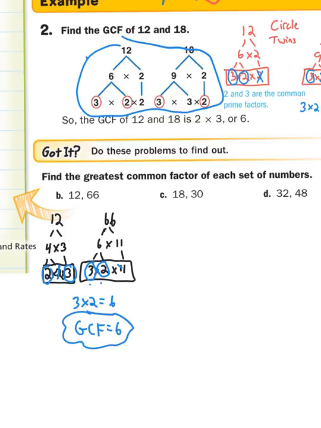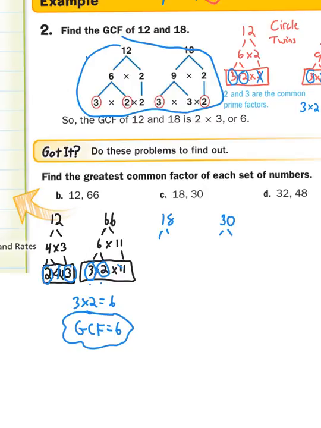Okay? Now C, you are going to do this one on your own. Now I'll start you out. You're going to want to do a factor tree for 18, and a factor tree for 30. Okay, make sure you do your factor tree all the way and circle your twins. Now try this one on your own. Pause the video while you're doing it, and when you're done, just play the video and I'll go over it and we'll see if you got it right. Okay, pause it now.